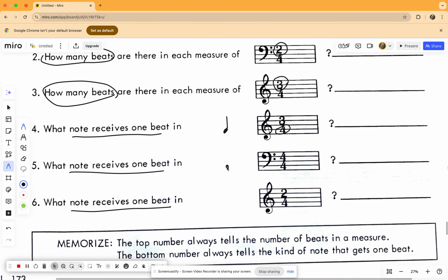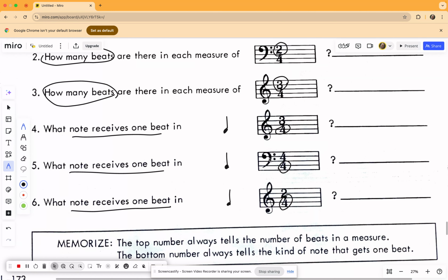Again, the 4 as the bottom number corresponds to this note, a shaded oval with a stem. Write it on the line. And of course, the last one, the 4 corresponds to the same thing, a shaded oval with a stem, and write it on the line.